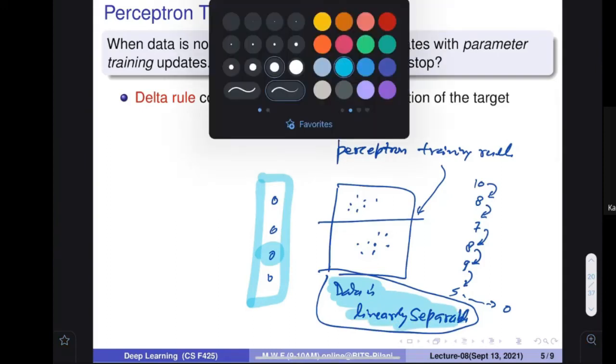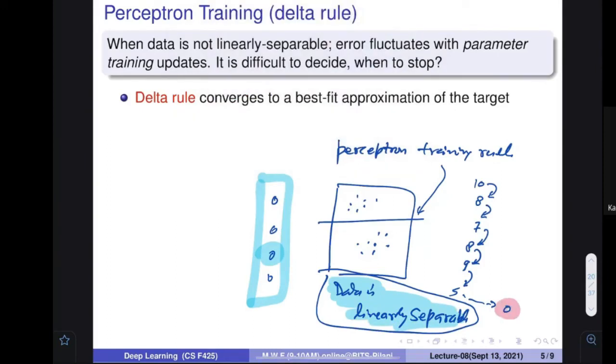At the end, the error is not going to be 0. So the biggest problem with non-linearly separable data is this: we cannot go to the scenario where the error is ultimately going to be 0.